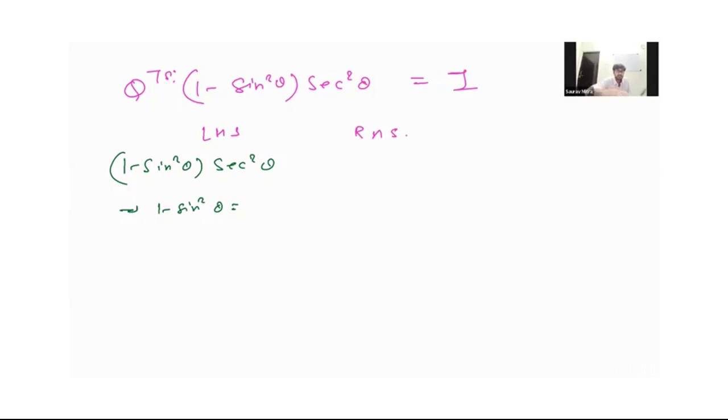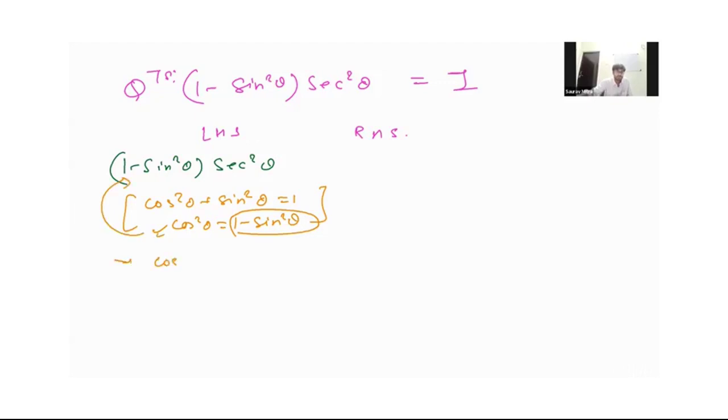We know the identity that cos square theta plus sin square theta is equal to 1. So now what will be 1 minus sin square theta? It can be written as cos square theta. That means I can substitute my 1 minus sin square theta as cos square theta here. So it will be written as cos square theta into sec square theta.